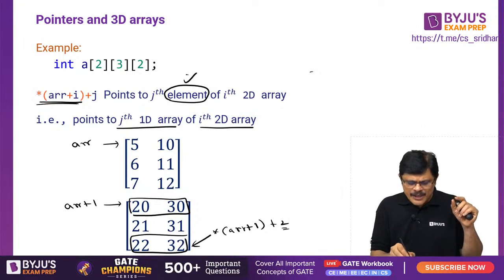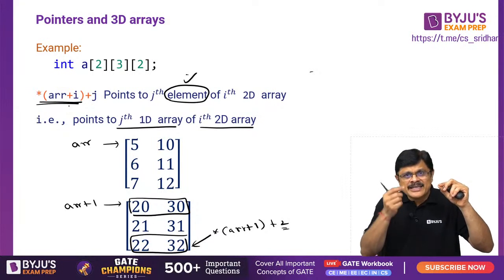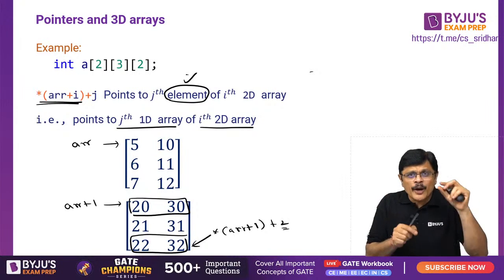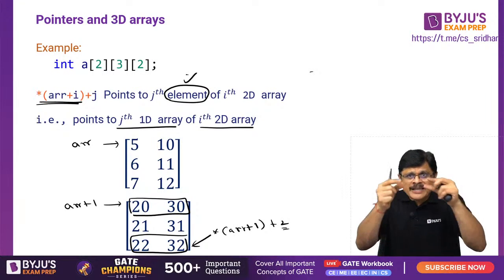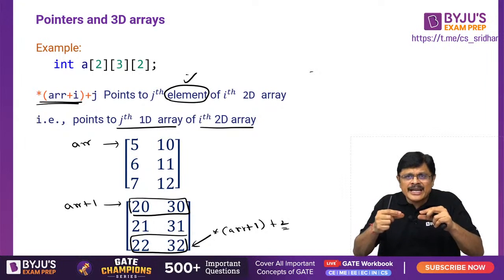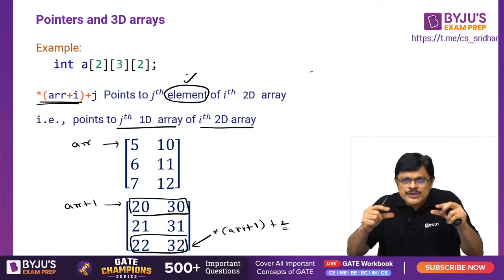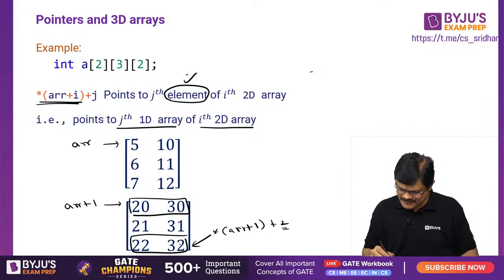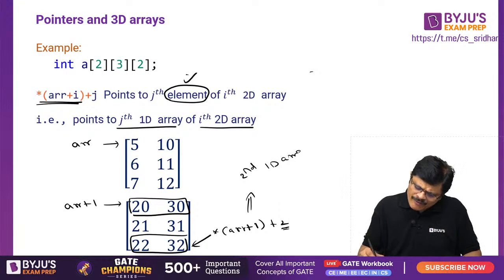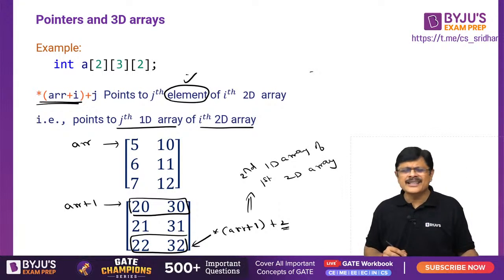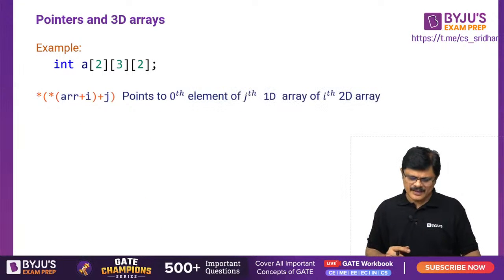See, this fellow points to the ith 2D array. Plus j means this fellow points to the 0th 1D array of the ith 2D array, plus j means you are pointing to the jth 1D array of the ith 2D array. So what is it pointing to? Second 1D array of which fellow? First 2D array. Is that clear? Like that, and you can continue further.